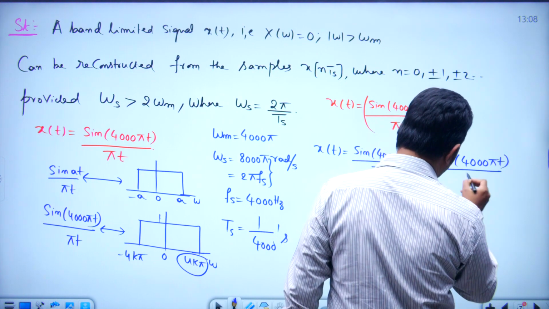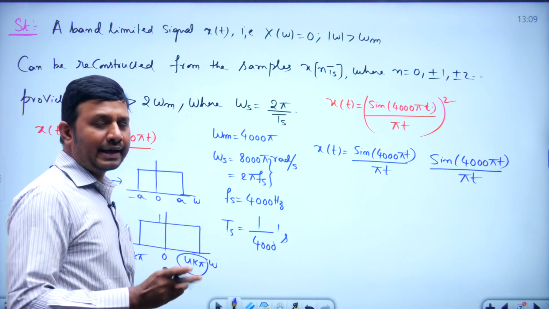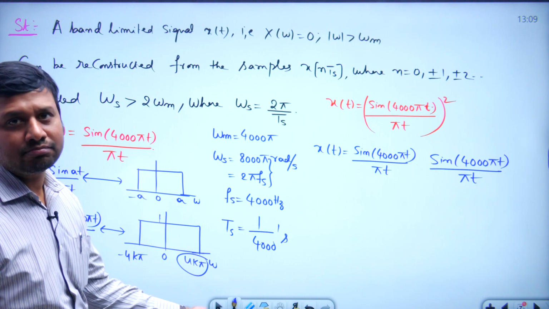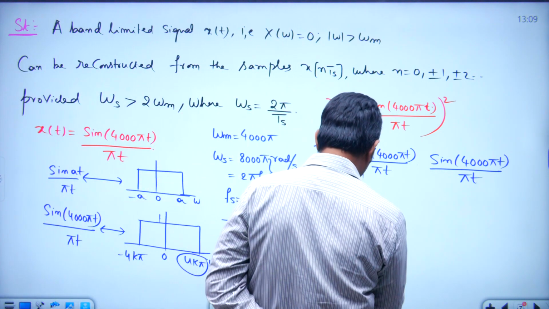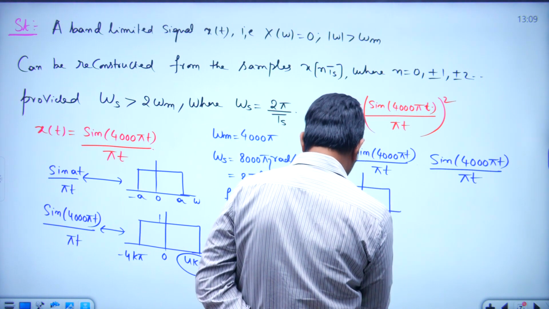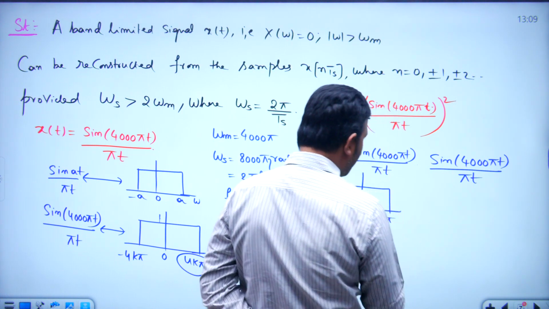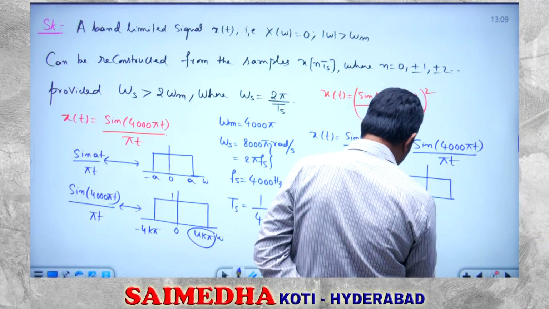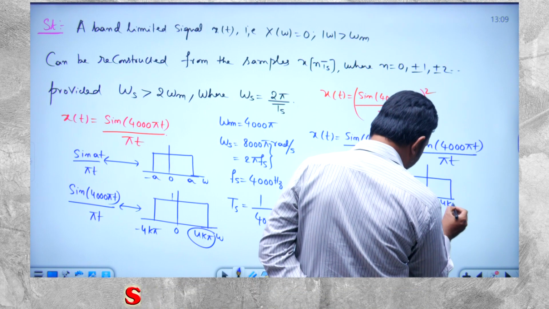The principle involved is the same. To the time domain signal, apply Fourier transform, get the highest frequency component. Twice the highest frequency component gives you the Nyquist rate. So what is the Fourier transform for this one? Rectangular pulse varying from minus 4000 pi to 4000 pi. Here also, what is the Fourier transform? Rectangular pulse varying from minus 4000 pi to 4000 pi.